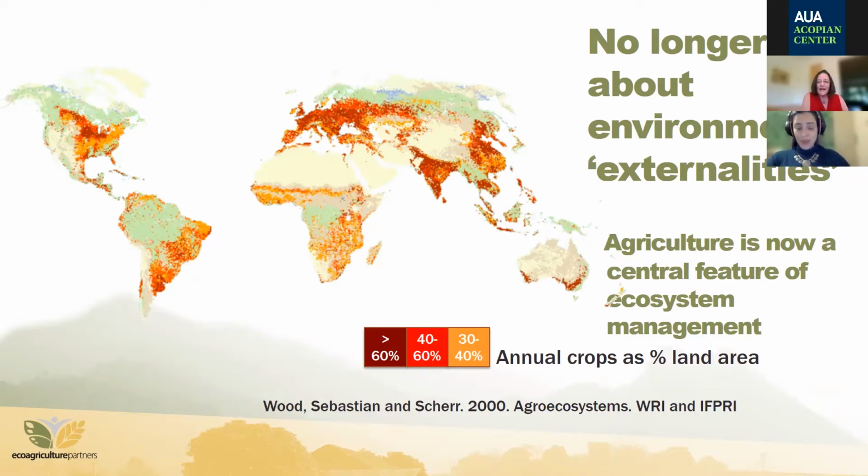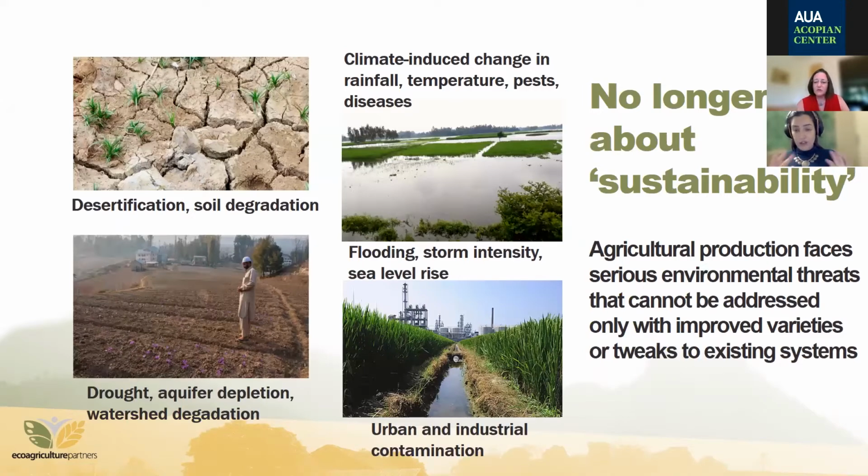If you'll go to the next slide, policy is also no longer about just being sustainable. Agricultural production is facing really serious environmental threats that cannot be addressed by improving crop varieties, or tweaking existing agricultural production practices. We need to deal with serious issues of desertification, acidification, soil degradation, aquifer depletion, watershed degradation, making irrigation resources more scarce. Rainfall and temperature are changing due to climate change, which in turn is affecting agricultural pests and diseases. Flooding is affecting farmers, storm intensity, and urban and industrial contamination from nearby cities and factories.